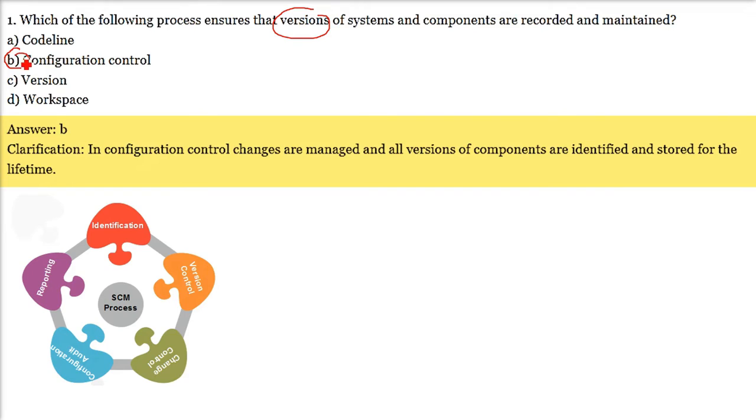So in configuration control, changes are managed and all the versions of components are identified and stored for the lifetime. As I suggested, nowadays we have proper SCM software, that is called the Software Configuration Management System. So these all are automatically done, and that becomes very handy for a big organization. While we are working together, different people are working on different systems, on different versions.